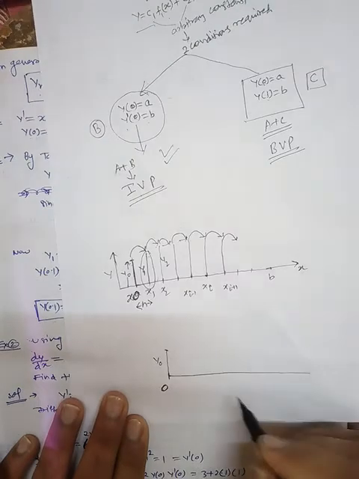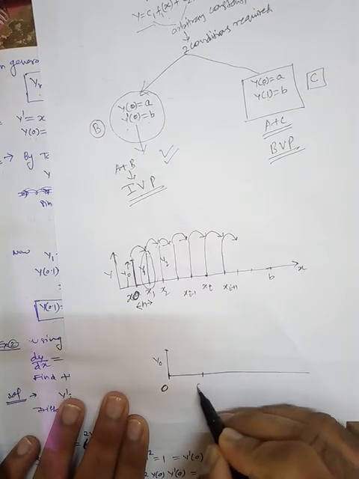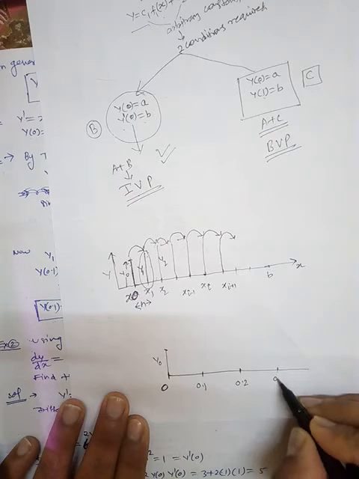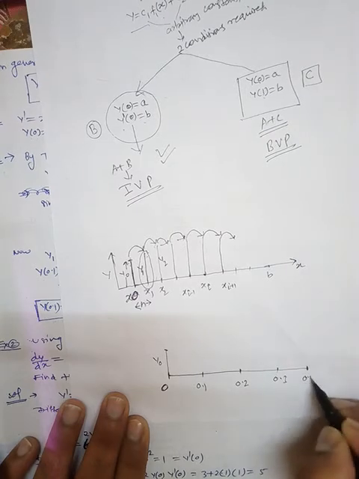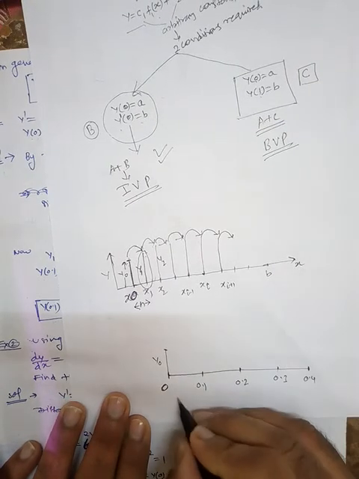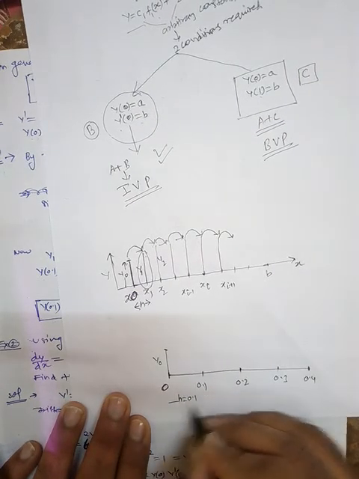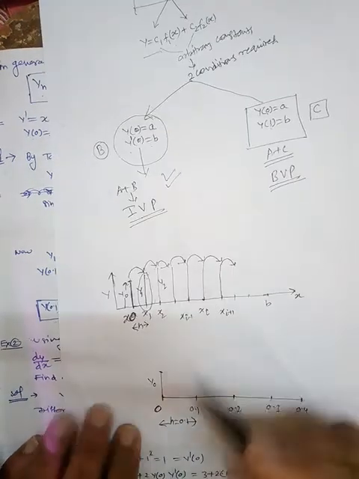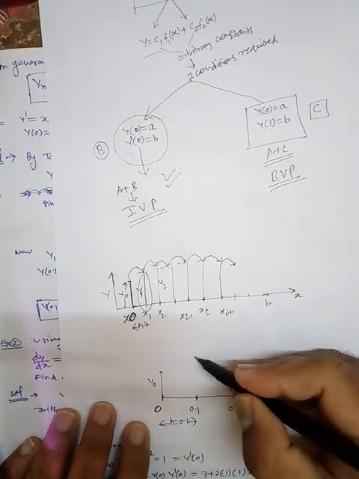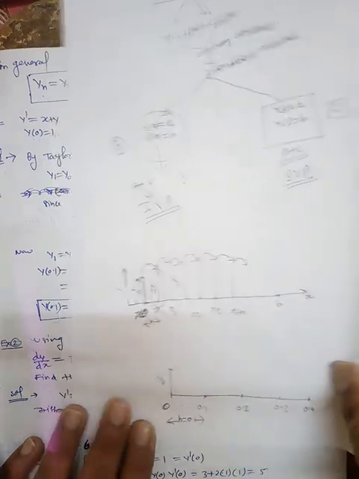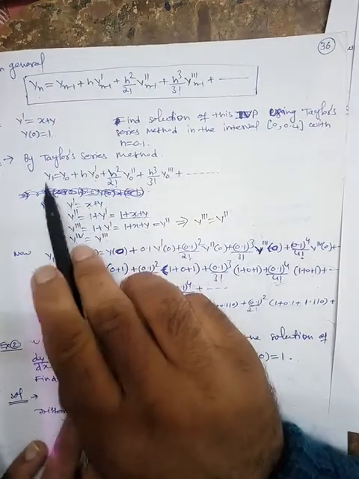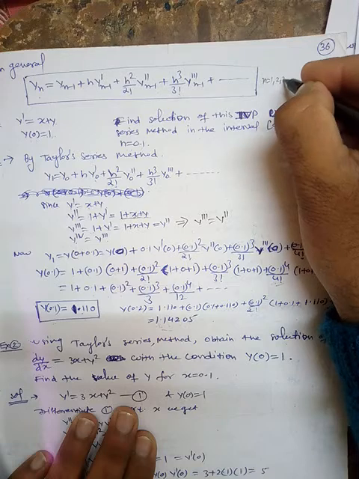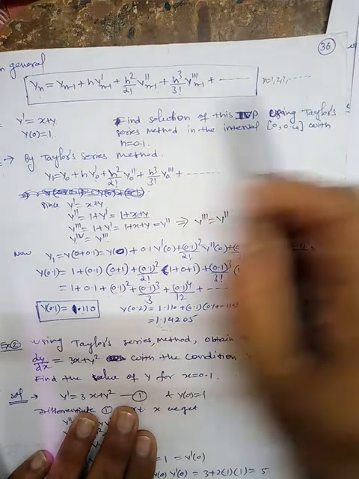Okay, now the aim is to find the value at 0.1, 0.2, 0.3 and lastly 0.4, because the step size h is 0.1. This step size is 0.1, already given to you. Okay, so now the target is to find the value at this point. So for this use Taylor series. According to this, put n here, n is 1, 2, 3 and so on. So put n equal to 1 here.